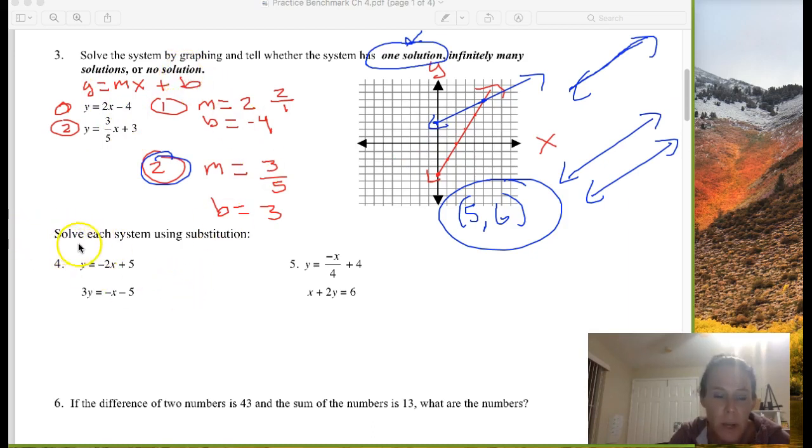Okay, let's go on to number 4. Solve each system by using substitution. So they specifically say substitution. I want to see your work here. This is a great one to do by substitution because y is already solved for. So in equation 1, y is already solved for.